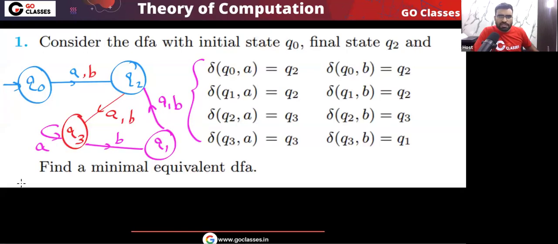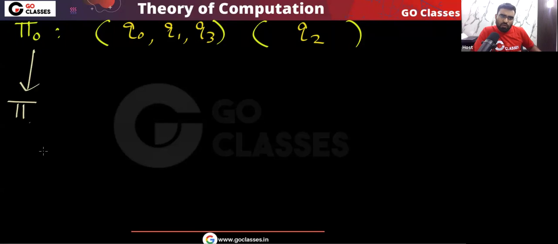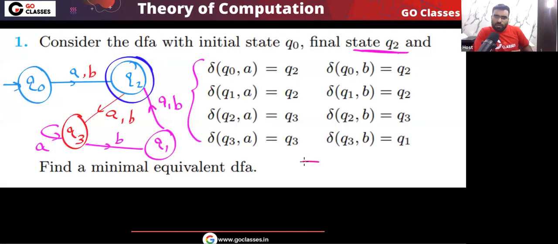We will start with pi 0. What is pi 0? Non-final states together and final states together. Remember, there is only one final state, that is Q2. So the non-final states together are Q0, Q1, Q3, and this is Q2. There is only one state in this group, so there is nothing to check in it. Now we will find pi 1. Let's check pi 1. What is the alphabet? The alphabet is A, B.